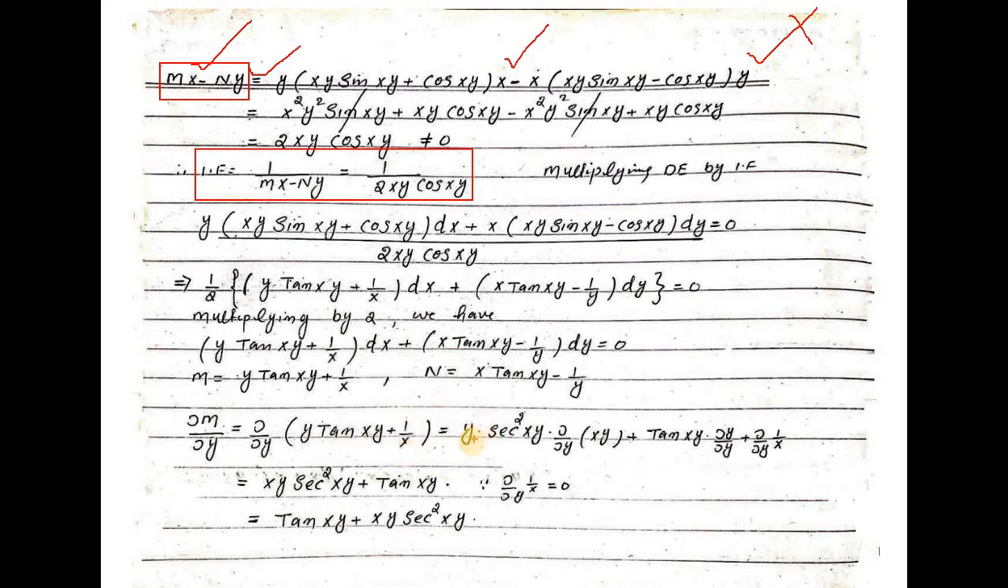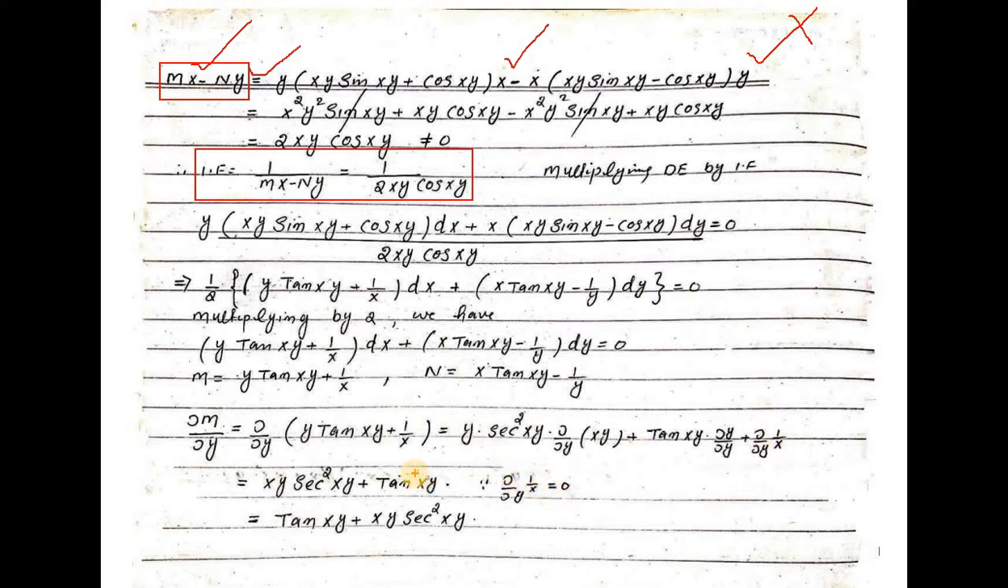So by the product rule, the first function's derivative of tangent is secant square. Similarly, the derivative of xy with respect to y will give us x. So this x and this y will become xy. Secant square will be in the same position. Similarly, the partial derivative of 1 over x with respect to y is equal to 0.